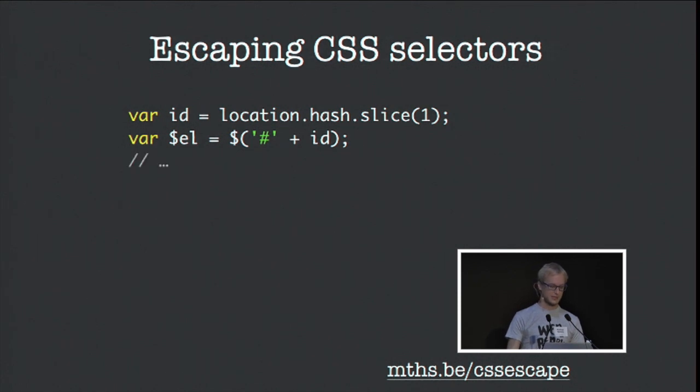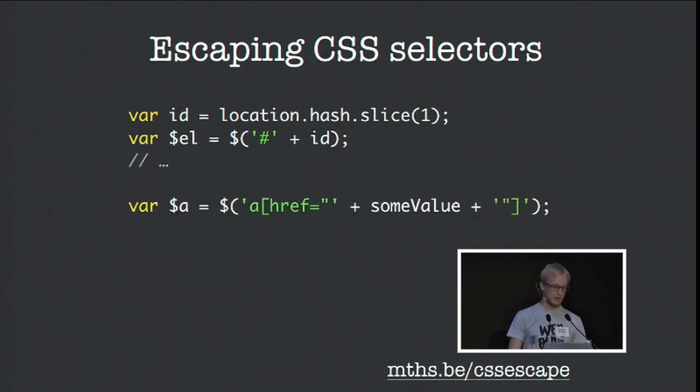Now, here's another example where we dynamically construct a CSS selector. What if some value, in this case, contains double quotes? The CSS selector would actually be broken because the attribute selector would be closed by the double quote. This might throw a JavaScript error and otherwise break your site. So this code is actually broken, but it's not really obvious to see that.